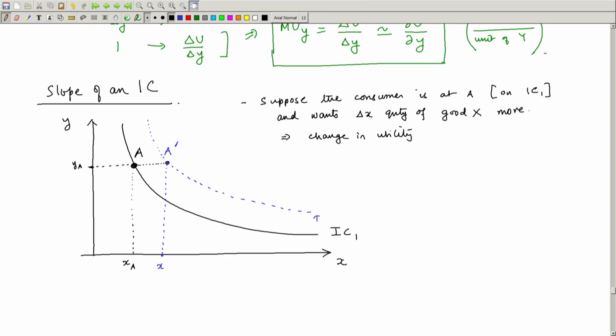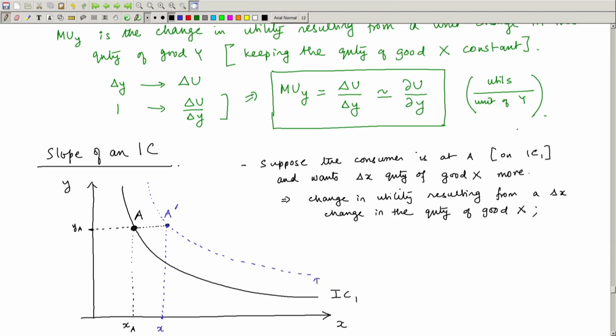So, we kept y at YA and we have given the consumer delta x quantity of good x more. He wants to consume delta x quantity of good x more. So, what is the change in utility resulting from a delta x change in the quantity of good x? Well, how do I quantify that?